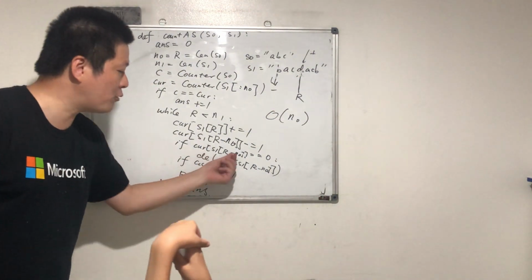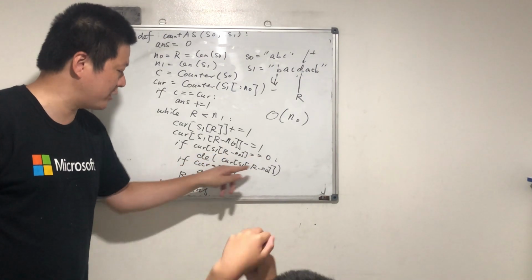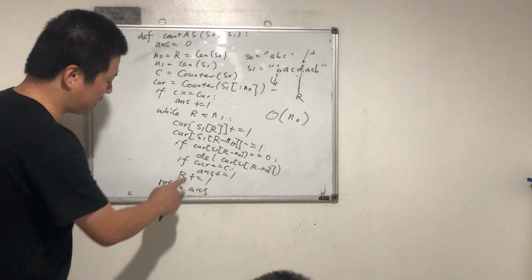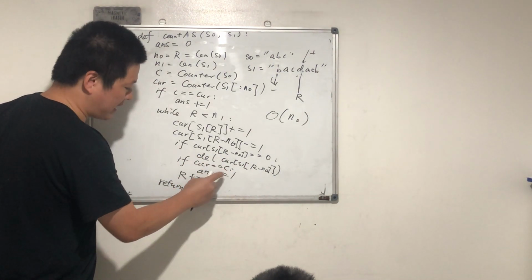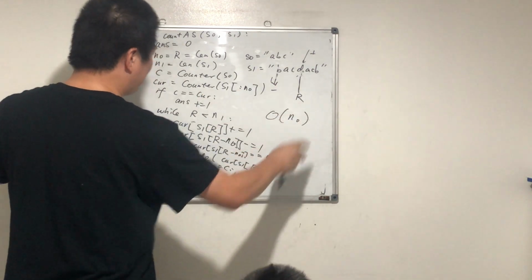And if this occurrence in the map becomes 0, we need to remove the entry from the map. This is for comparison, because we want to check if current equals C, then answer plus 1. R plus 1, we shift the window one step to the right.